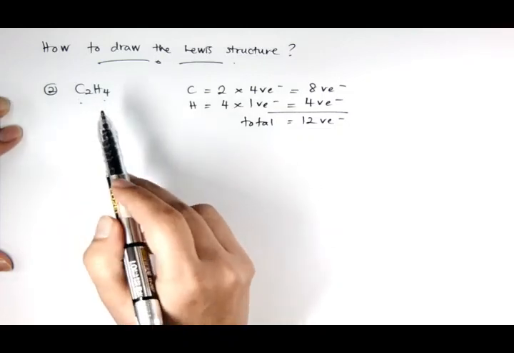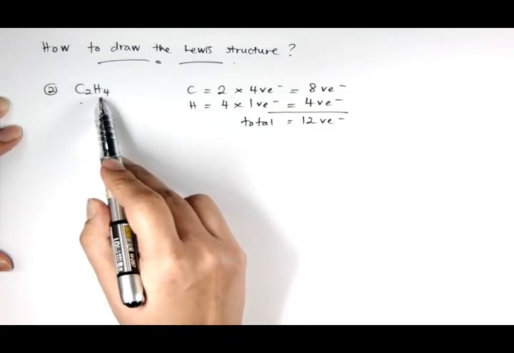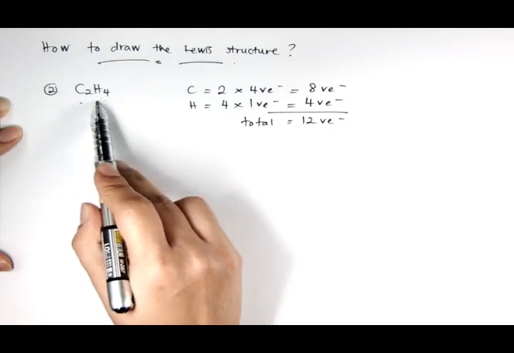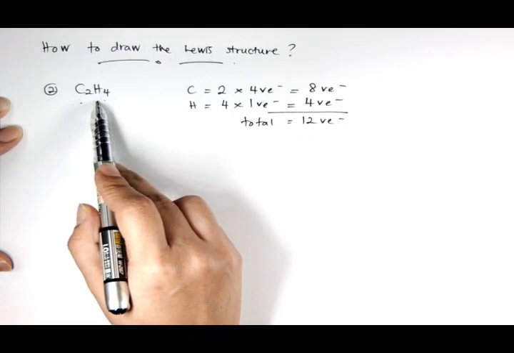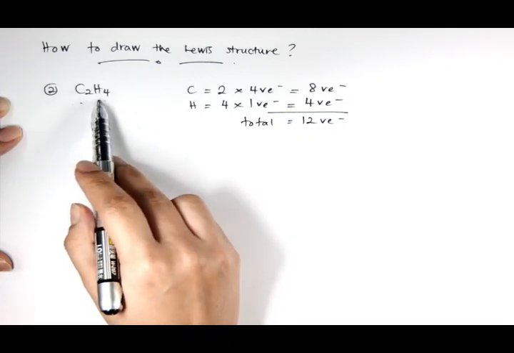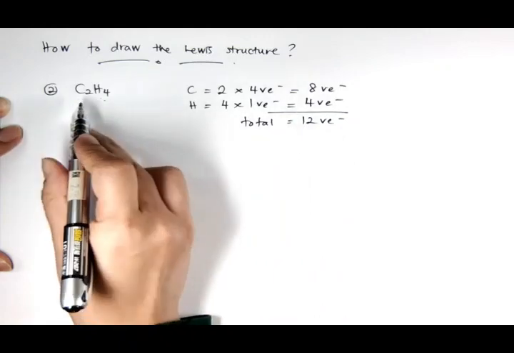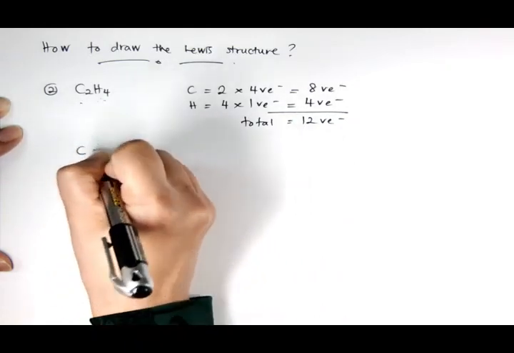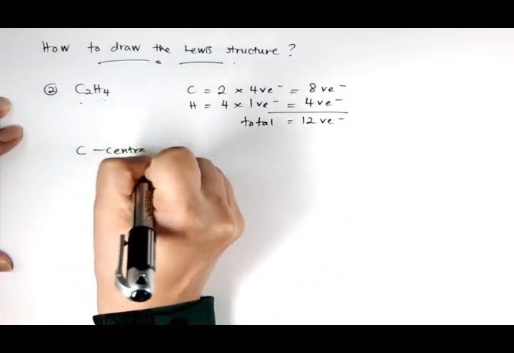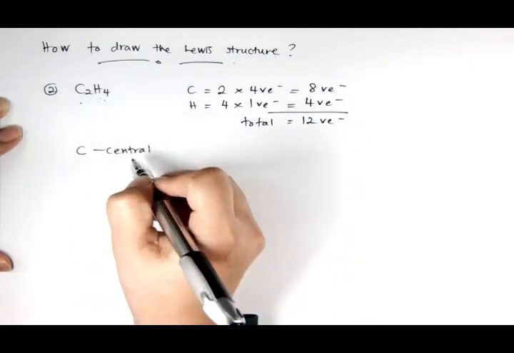So in this case, hydrogen is more electropositive than the carbon atom. But the hydrogen cannot be the central atom because hydrogen follows the duplet configuration, which means it can only accept 2 valence electrons. So it is impossible to locate the hydrogen as a central atom. So we have to put the carbon as the central atom. Since we have 2 atoms of carbon, that means we have 2 central atoms.